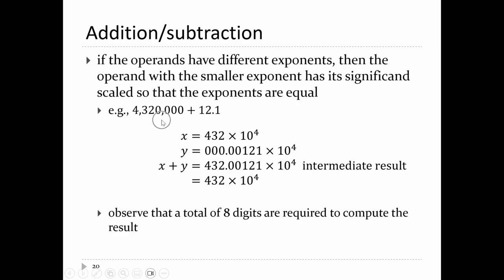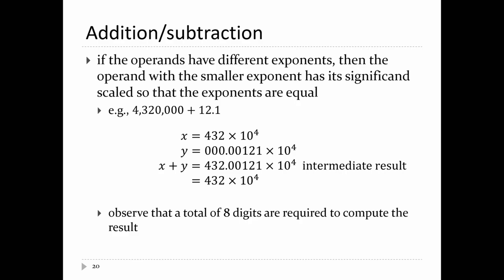Right? So 4,320,000 is 432 times 10 to the 4. 12.1, if you were to write it out properly, is 121 times 10 to the minus 1.